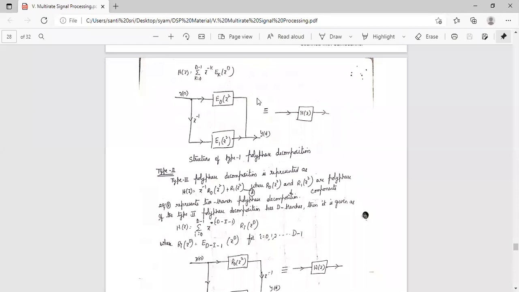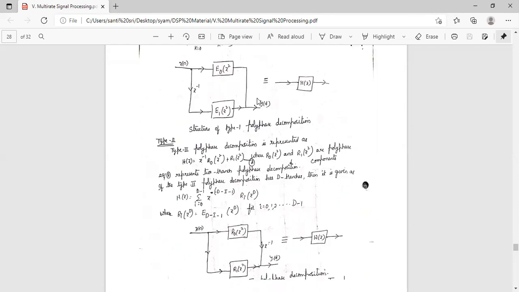So if the type 2 polyphase decomposition has D branches, then it is given as H of Z equal to the sum from i equal to 0 to D minus 1 of Z power minus (D minus i minus 1) into Ri of Z power D, where Ri of Z power D is equal to E of D minus 1 minus i of Z power D for i equal to 0, 1, 2 up to D minus 1.